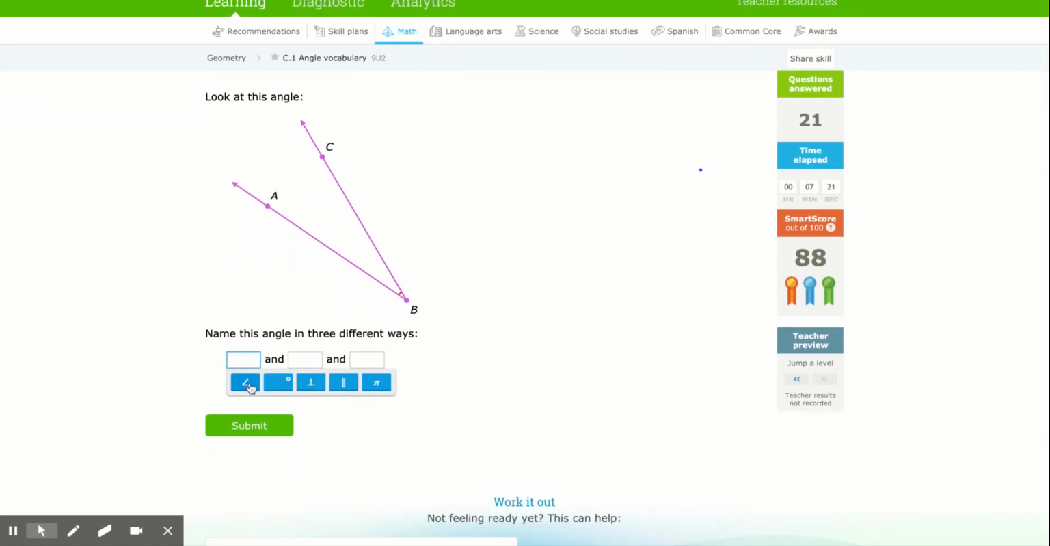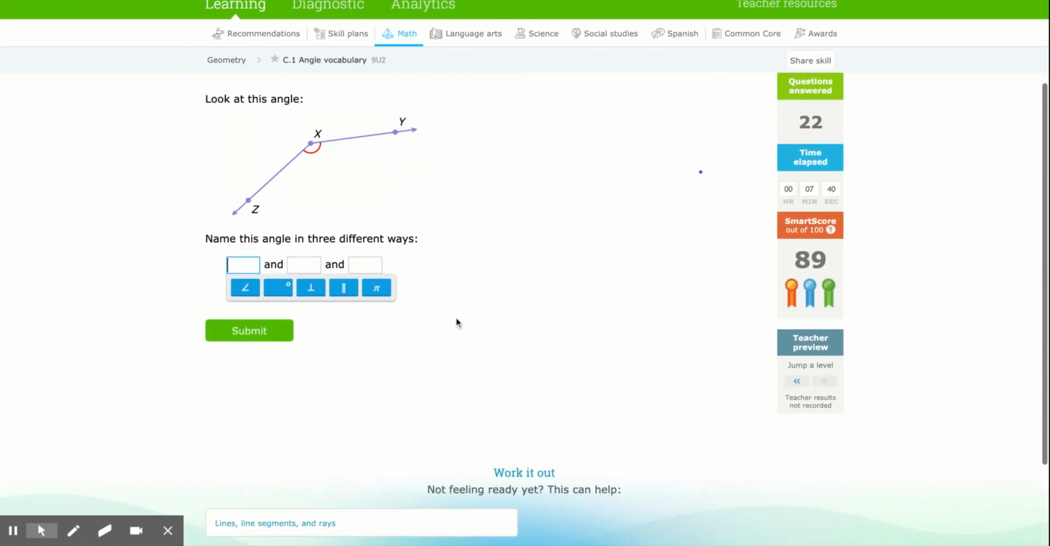So again, very quickly, angle ABC, or angle CBA, that's going the other direction, or angle B. I think we've done enough of this. I think you should be able to get the idea. That's all they're going to ask you for the remainder of them. If you have questions, please do bring them to class.